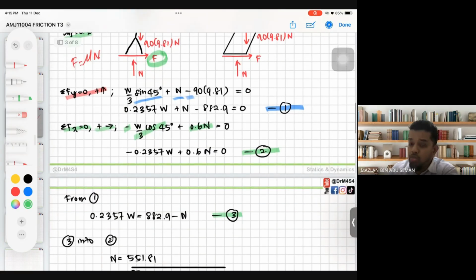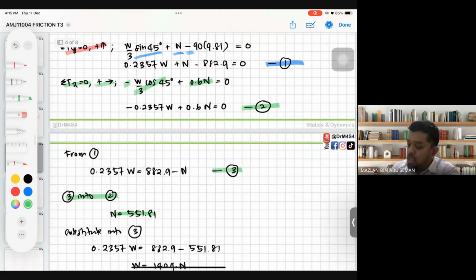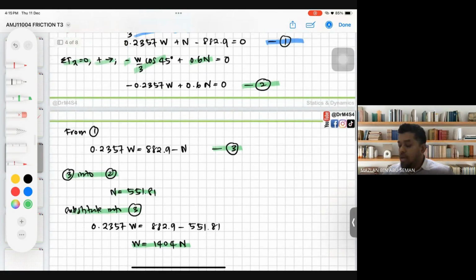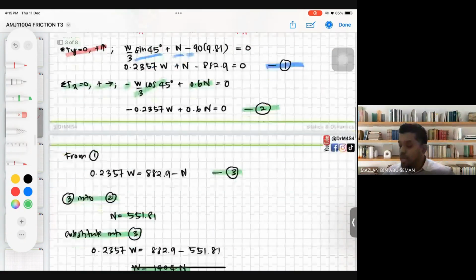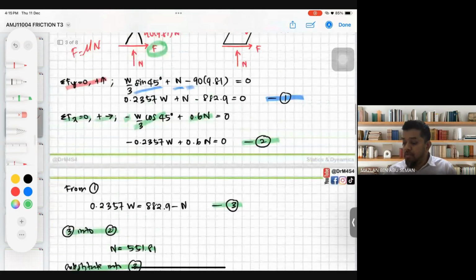Then we substitute 3 into 2, we get our N. Then substitute into 3, that value, we get our W. So that's the W we need to lift that load. Okay, so we are done for this tutorial 3.